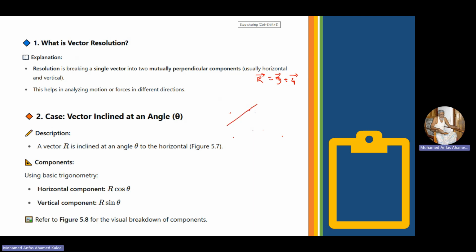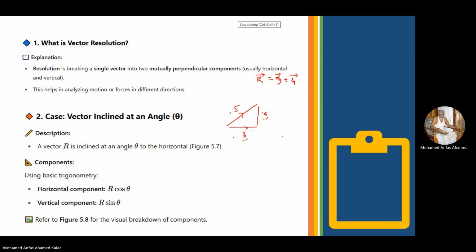This is the resultant vector, which is 5. This resultant vector 5 can be broken like this: one is the 3 vector and the other is the 4 vector. The 3 vector is east and the 4 vector is north.